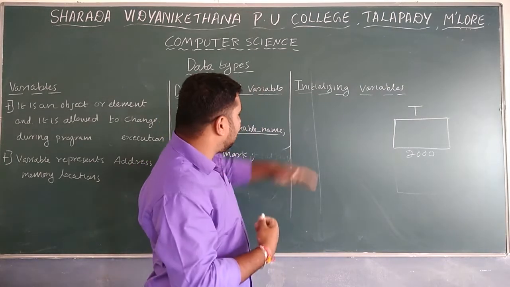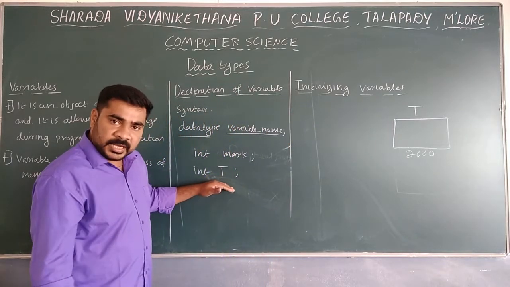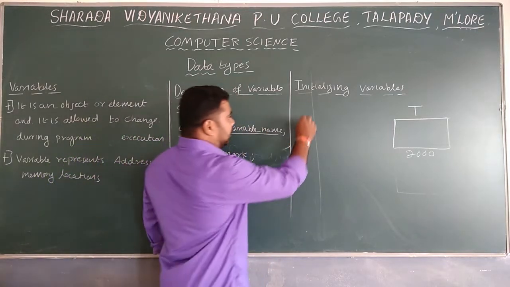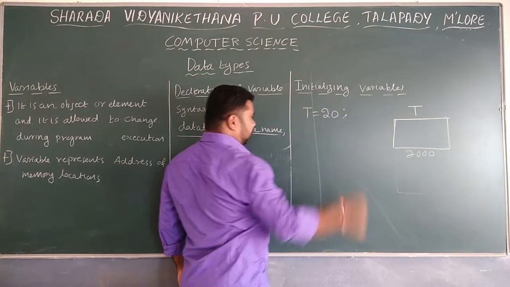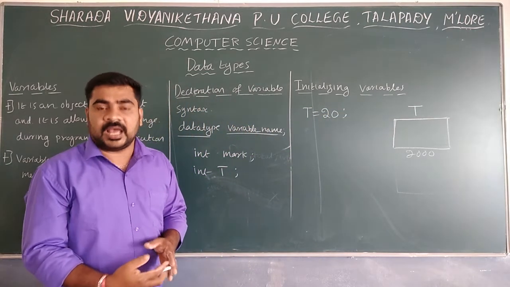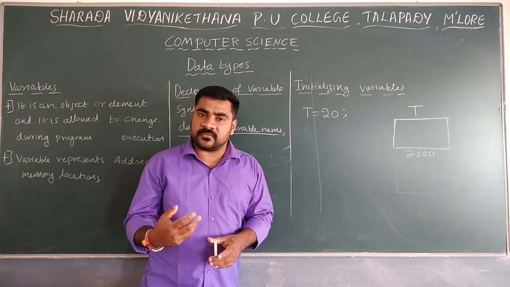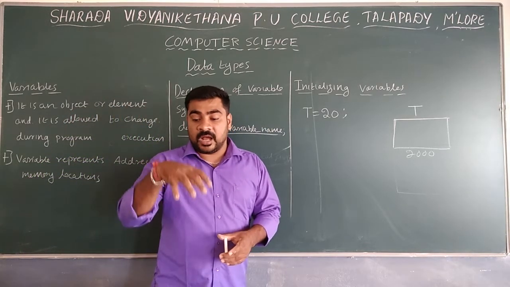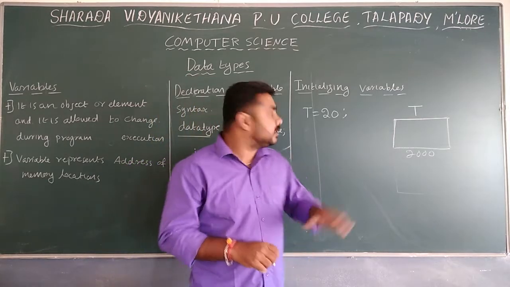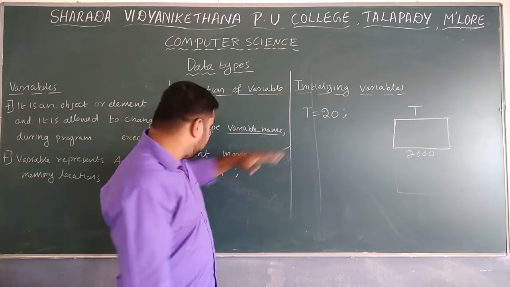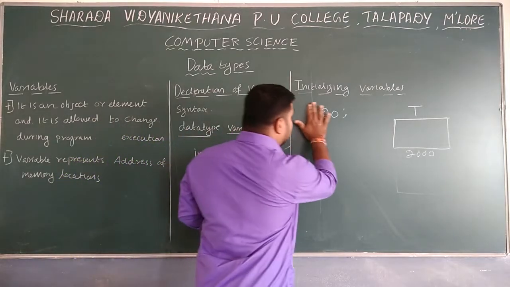See here, I create int t. Directly we can assign t is equal to 20. This is actually known as assigning, or you can say initializing the variable. When you initialize the variable, it means assigning the first value. This is one method we can use. If you have already declared it, you can use it like that and assign some value. So there are two methods available.